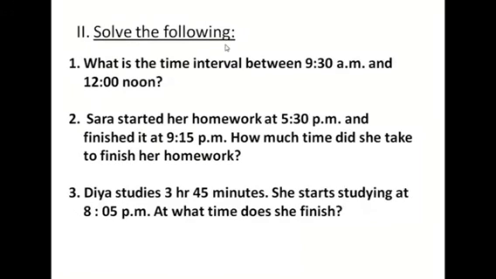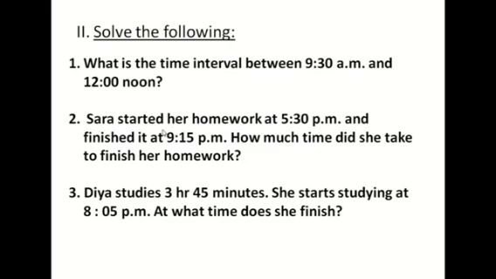Second one, solve the following. Question number 1, what is the time interval between 9:30 a.m. and 12 noon? Here you have to subtract 9:30 a.m. from 12 noon. So 9:30 a.m. means 9 hours 30 minutes. 12 noon means 12 hours 00 minutes.